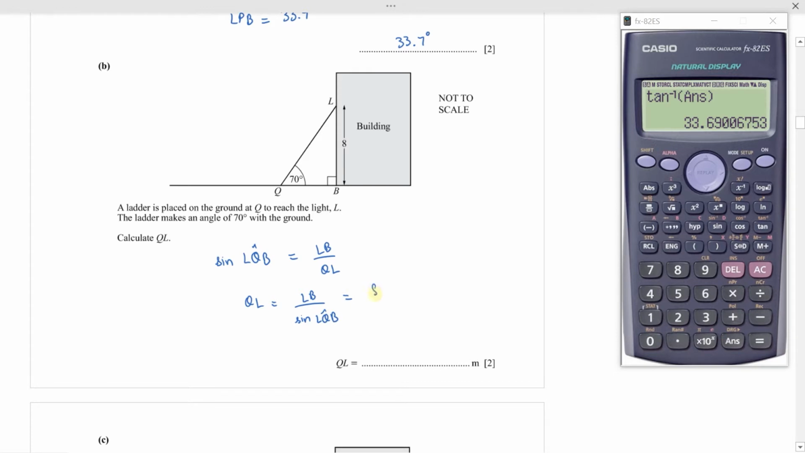So LB is 8 over sine of LQB angle, which is 70 degrees. So 8 divided by sine of 70. So this is 8.51 up till 3 significant figures. So your length QL is 8.51 meters.